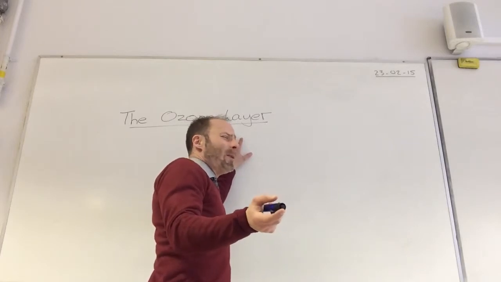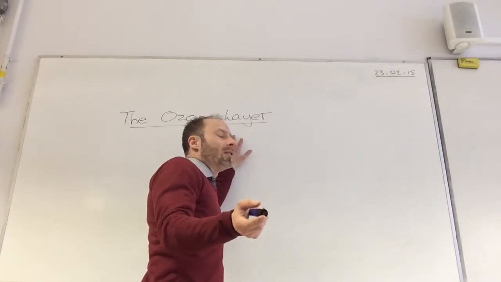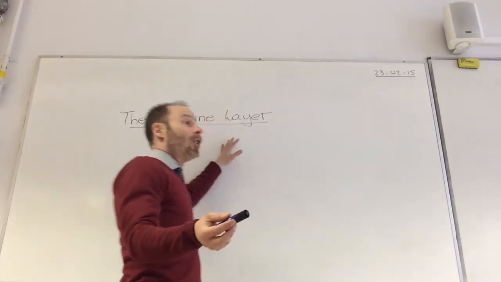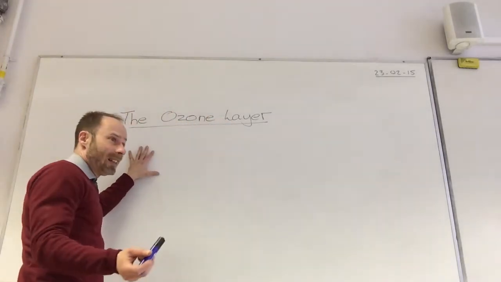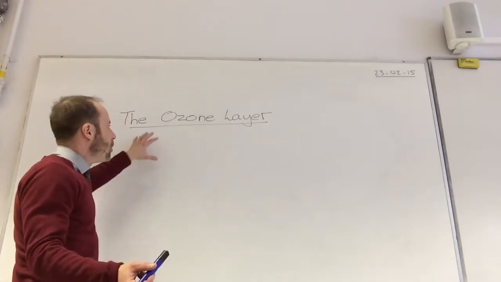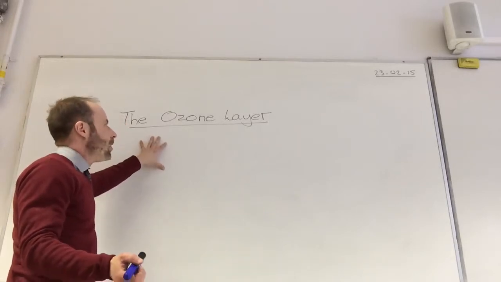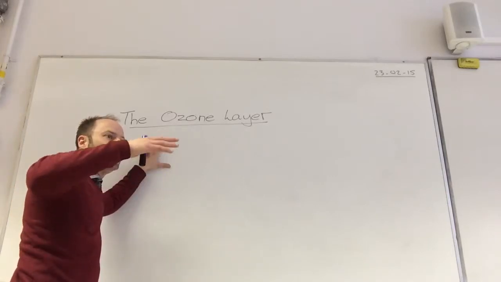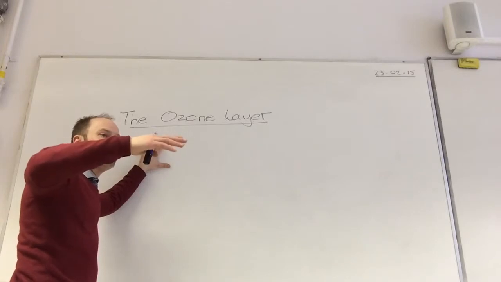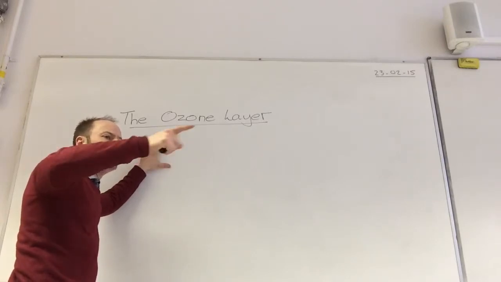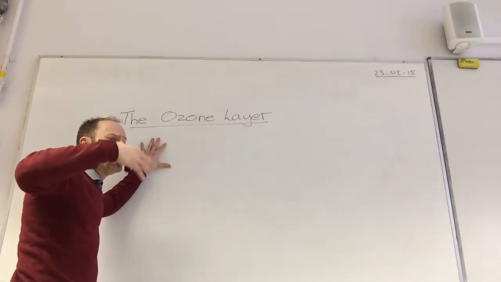So, can anybody remember the formula for ozone? What is ozone? O3. Yeah, ozone is O3, which is a bit of a weird formula because you're used to oxygen being O2, but ozone is O3. What is the ozone layer? Yeah, a layer of O3. Why is it important for us? Brilliant. It protects from UV, which would do what to us?